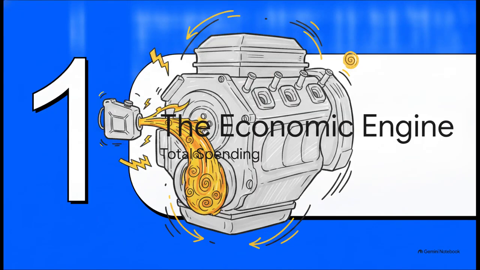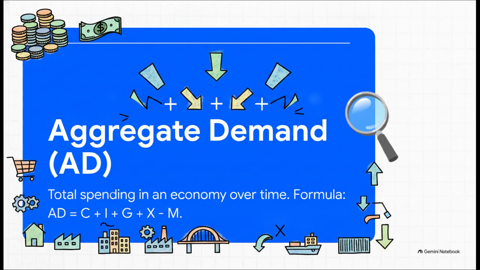Starting right off with Section 1, the economic engine explained, where we look at understanding total spending. So, if the economy is an engine, then aggregate demand is basically the fuel that powers it. Without demand, nothing moves. And hey, the word aggregate just means total. So, aggregate demand, or AD for short, is simply the total spending in an economy over a period of time.